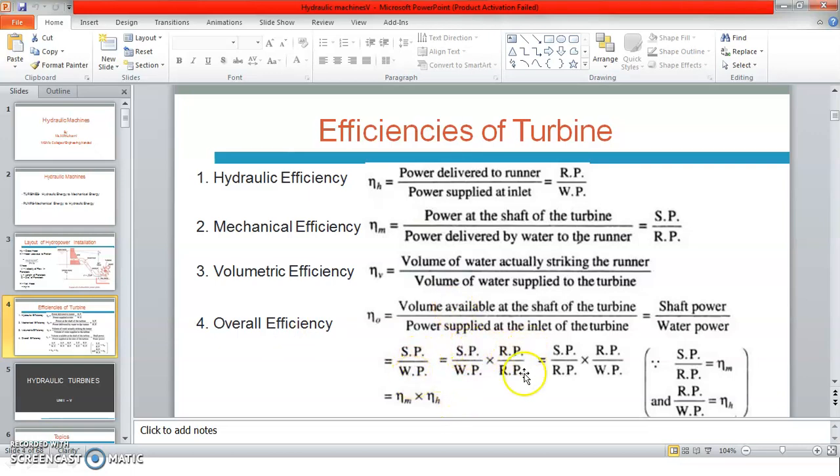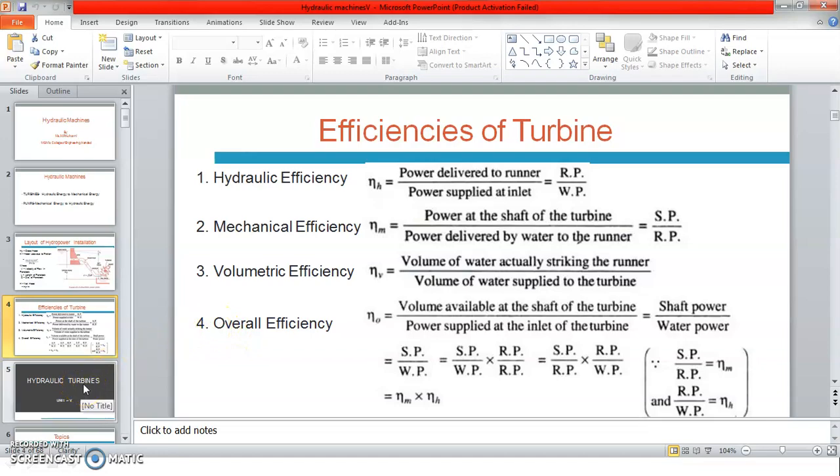Now I can again multiply and divide it with runner power, SP by WP into RP by RP. So SP by RP is what? It is nothing but mechanical efficiency, eta M, and RP upon WP is nothing but the hydraulic efficiency, that is eta H. So overall efficiency is given by eta M into eta H. So this is all about the efficiency.